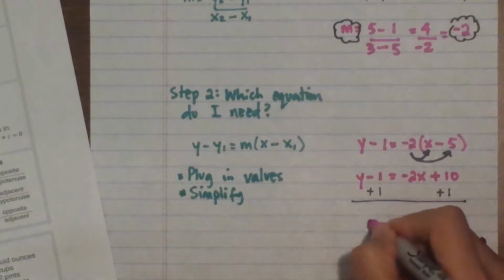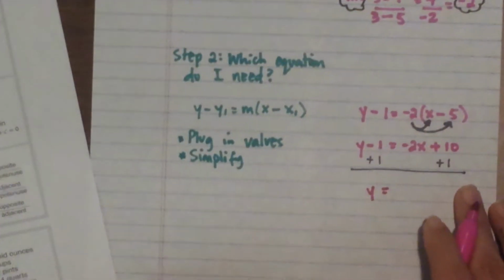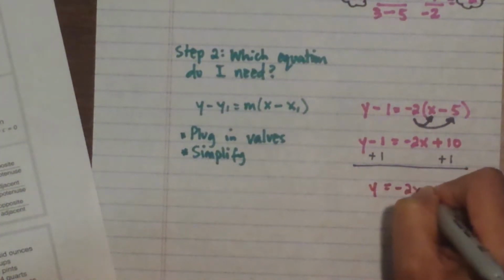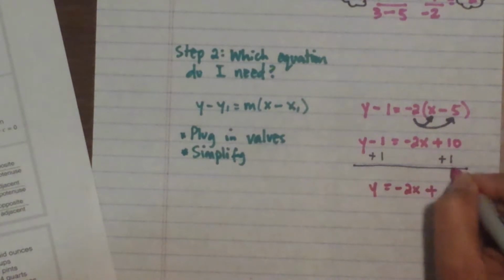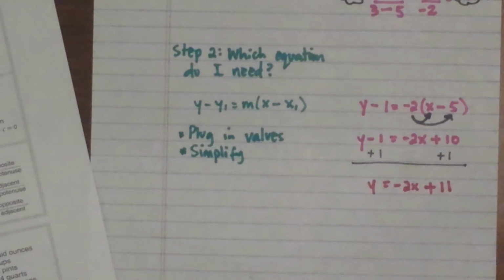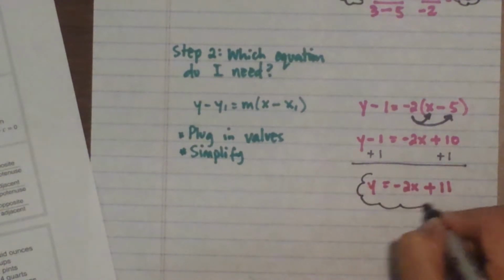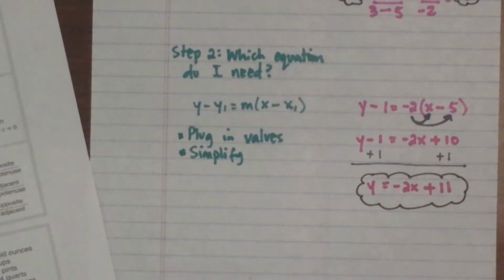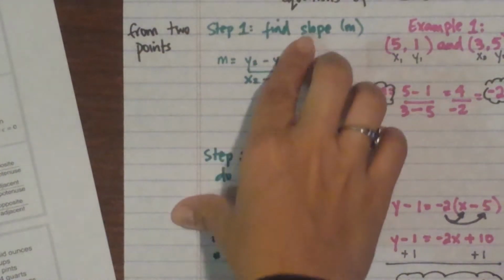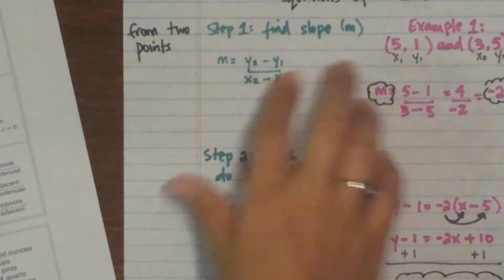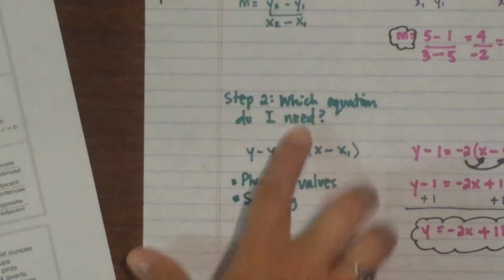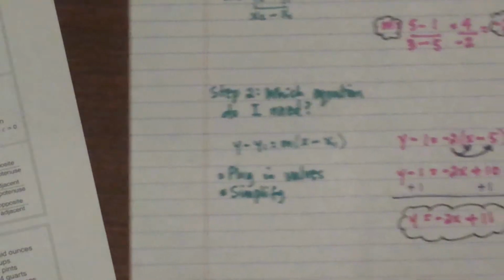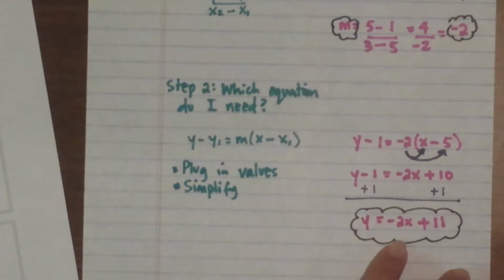So I'm going to get y equals -2x plus 10 plus 1 is 11. So y equals -2x plus 11. And believe it or not, that's it. That's the equation of the line. Okay, so it's really, really simple. It's just 2 steps. First step is find slope. Plug in the numbers in that, find the slope. Second step is just asking yourself, which equation do you need? And then plugging in all the numbers and solving it for y.